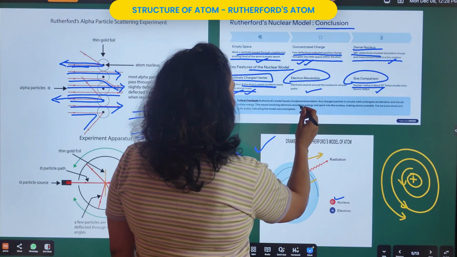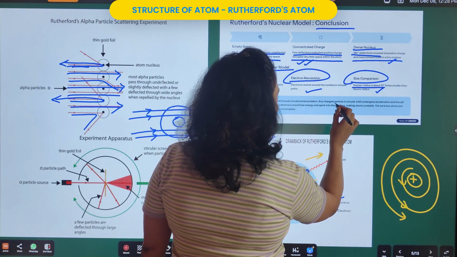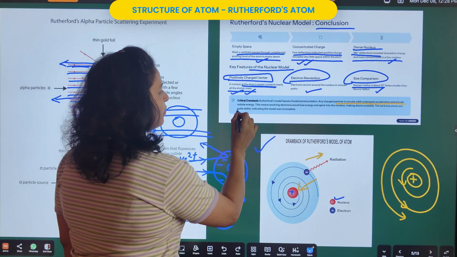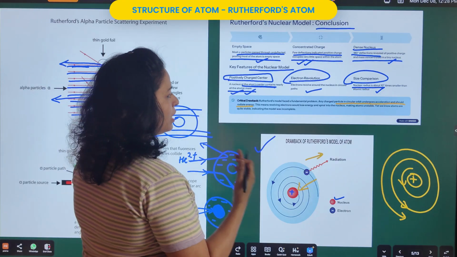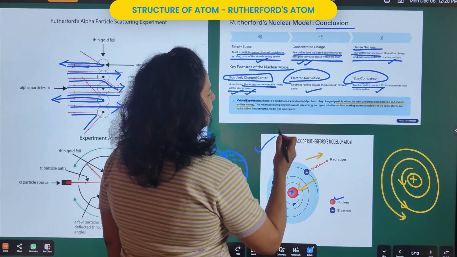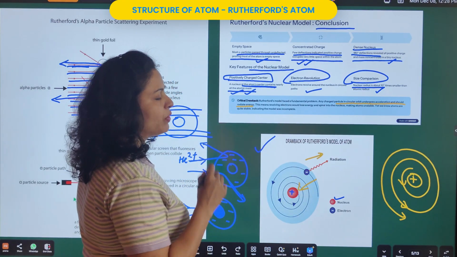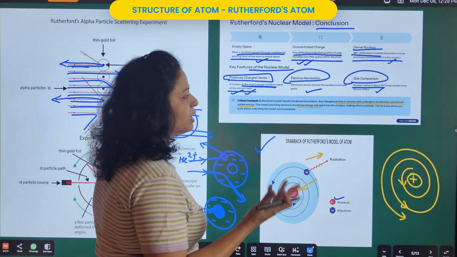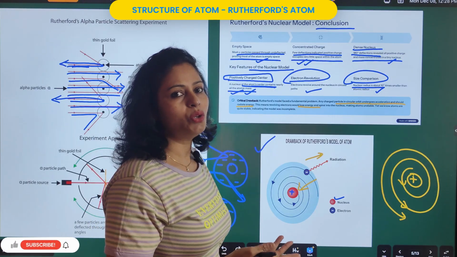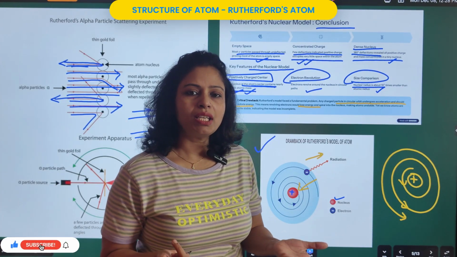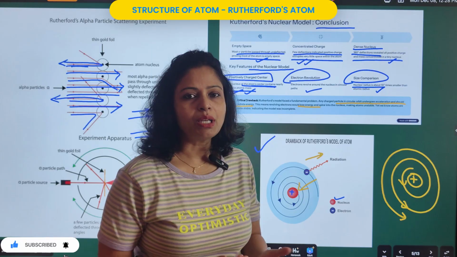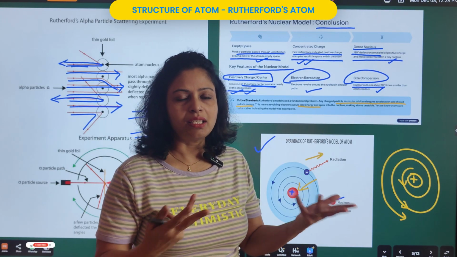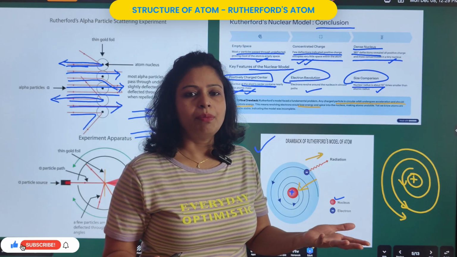So Rutherford's model faced a problem: any charged particle in a circular orbit undergoes acceleration, and it will radiate energy. So when it is radiating energy, what will happen? The revolving electron, moving in a spiral orbit, will lose energy and finally fall onto the nucleus. In that condition, we can say that the atom is unstable. The atom becomes unstable when the electron falls back onto the nucleus.